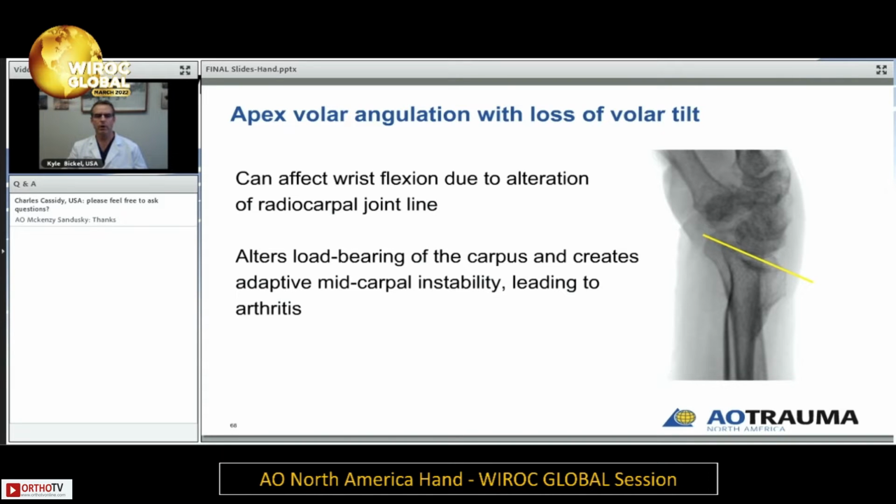This also alters the load bearing of the carpus and creates adaptive midcarpal instability due to shift of the load forces on the lunate and radius, and this can lead to arthritis. And we see that here where you see the capitate starting to impinge on the dorsal lunate as the lunate is tipping a bit and subluxating dorsally. So it's important not just to consider the radius in determining which malunions will require and will benefit from surgery.